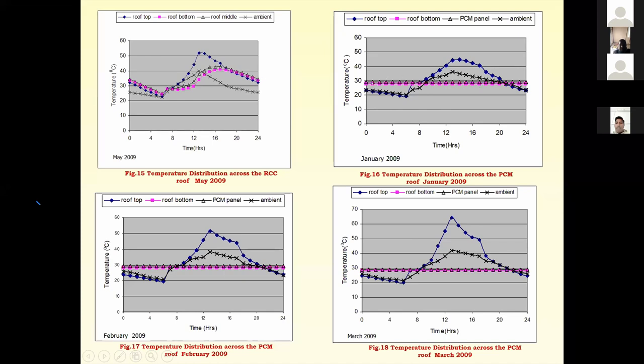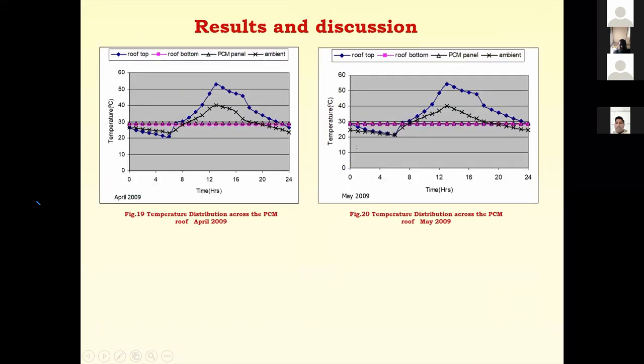Okay, therefore the ability of the PCM to capture and store a huge amount of heat within itself is what makes this possible. So even though the ambient temperatures are higher here, you can see this blue color curve, even then the room is maintaining constant temperatures. Okay, so the temperatures have been recorded for different months: May, January, February, March. For all the months, you can see the same trend in the PCM integrated roof. Even though the ambient temperatures are different, and the roof temperatures are different, the roof bottom is having constant temperatures.